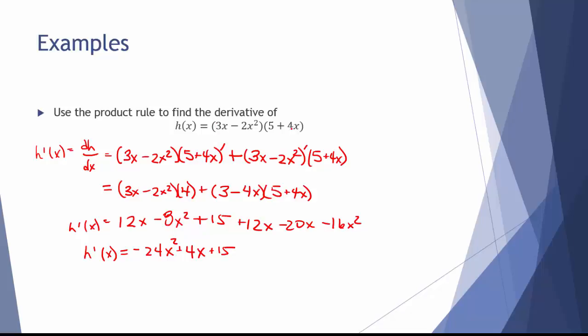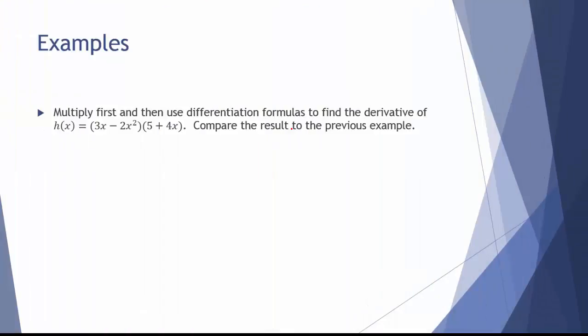And that's the derivative found by using the product rule. Now what we want to do in the next example is take the same function. This is still h of x equals 3x minus 2x squared times 5 plus 4x. We're going to multiply this first. This is a function that can be first simplified by distributing or foiling.